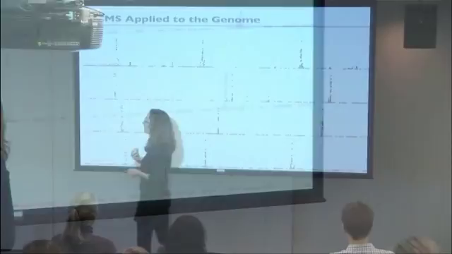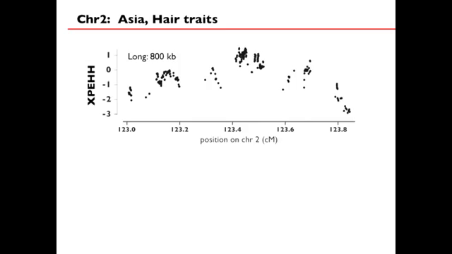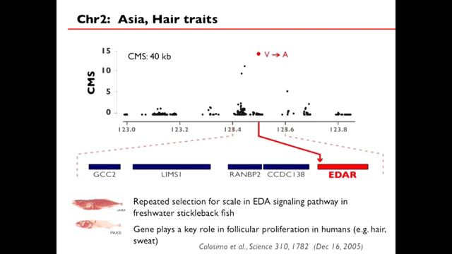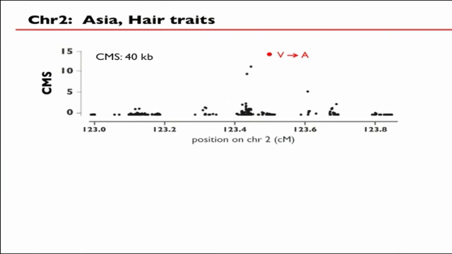Here's a couple quick examples of the type of work that we've done since that time. So here's another region. It was 800 kilobases, 800,000 bases long, of a region that had selection. You can see this large diffuse signal. But when we applied the test, it localized to just a few mutations that were high scoring in this region. And right at the top here is a valine to alanine change in a gene called EDAR. And interestingly, EDAR had been known before. So there are many genes across this, but it really localized there.